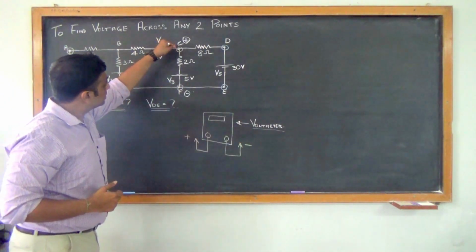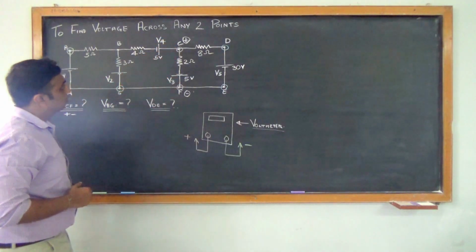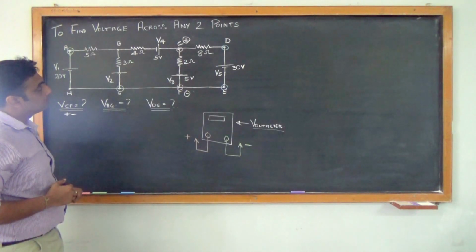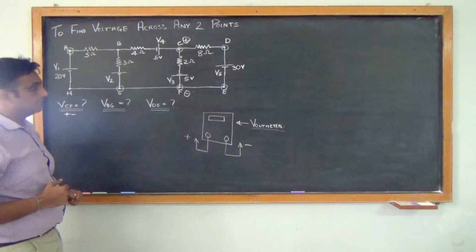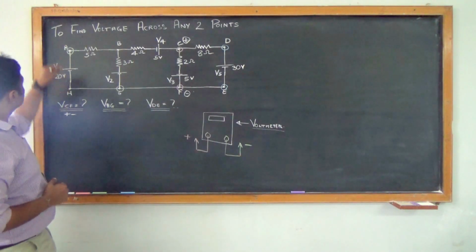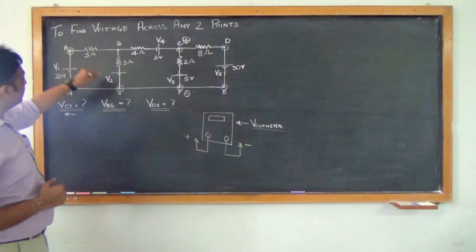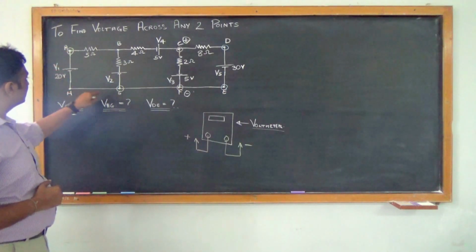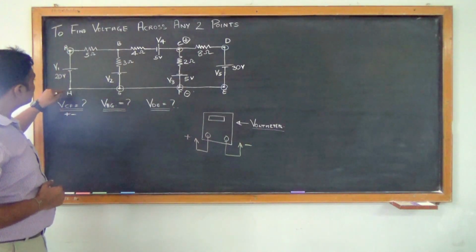So this is how you can find out the voltage across any 2 points in a given circuit. In the same way, if you want to find out the voltage AG, so I have 2 terminals here, A and G. Now the shortest way would be this, from A to H and H to G.